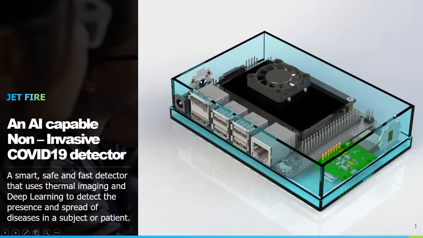This is what our device looks like, and this is a non-invasive AI-capable COVID-19 detector. It is supposed to use thermal imaging to detect various anomalies and various factors that can help a doctor, or help us, detect whether or not an infection is there inside the lungs, or whether or not the organs are exerting more strain in that area.